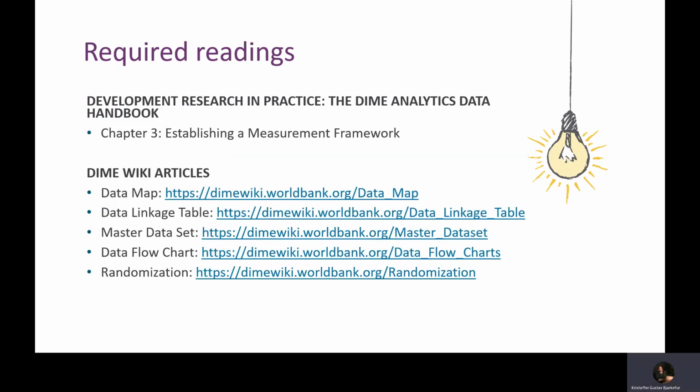These are the required readings for this week. Obviously, we want you to read chapter 3 in our book. We also have listed 5 wiki articles, and they're mostly focused on the data map. You have a general article for the data map, and you have 3 articles for each component of the data map. We also have 1 article about randomization that we want you all to read as well.